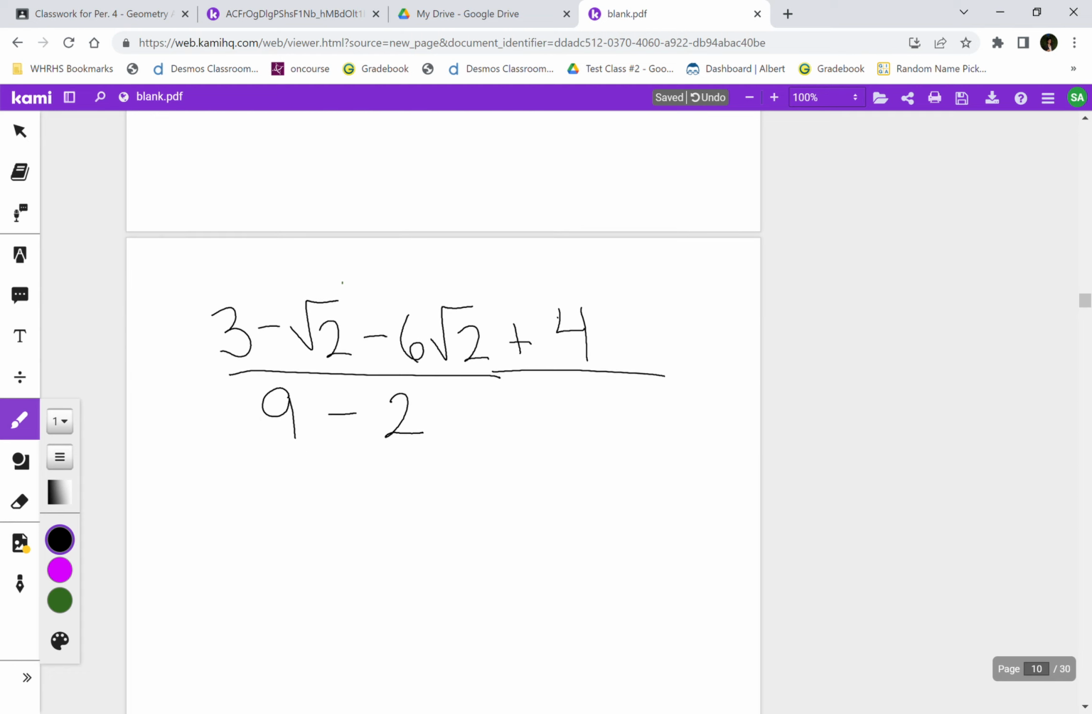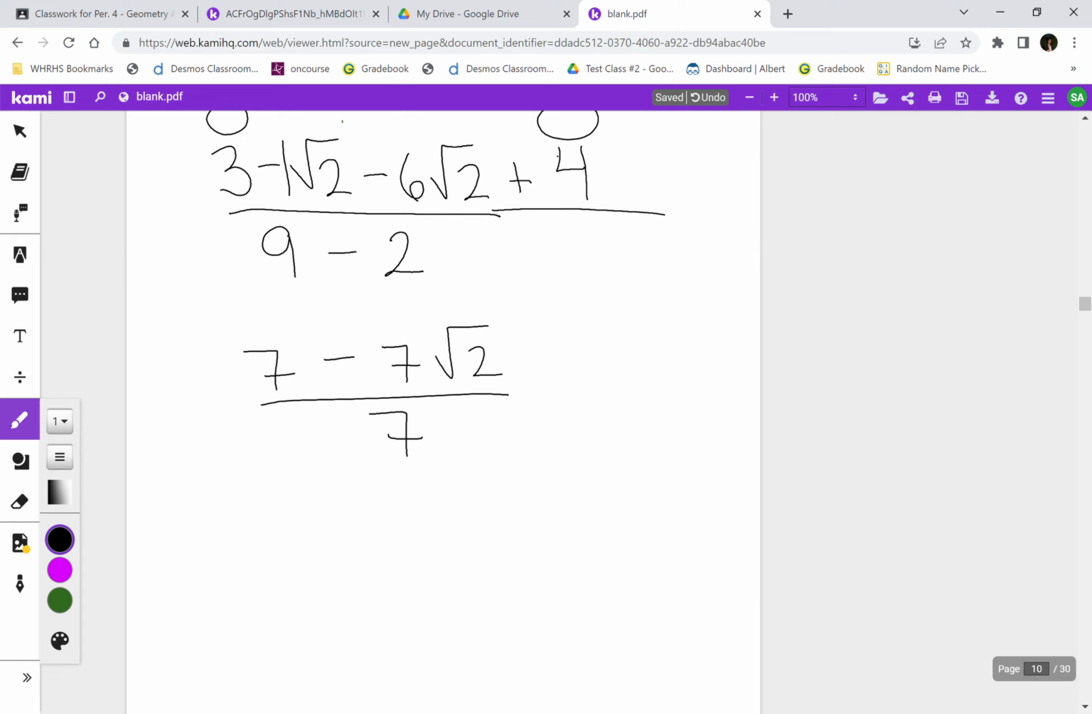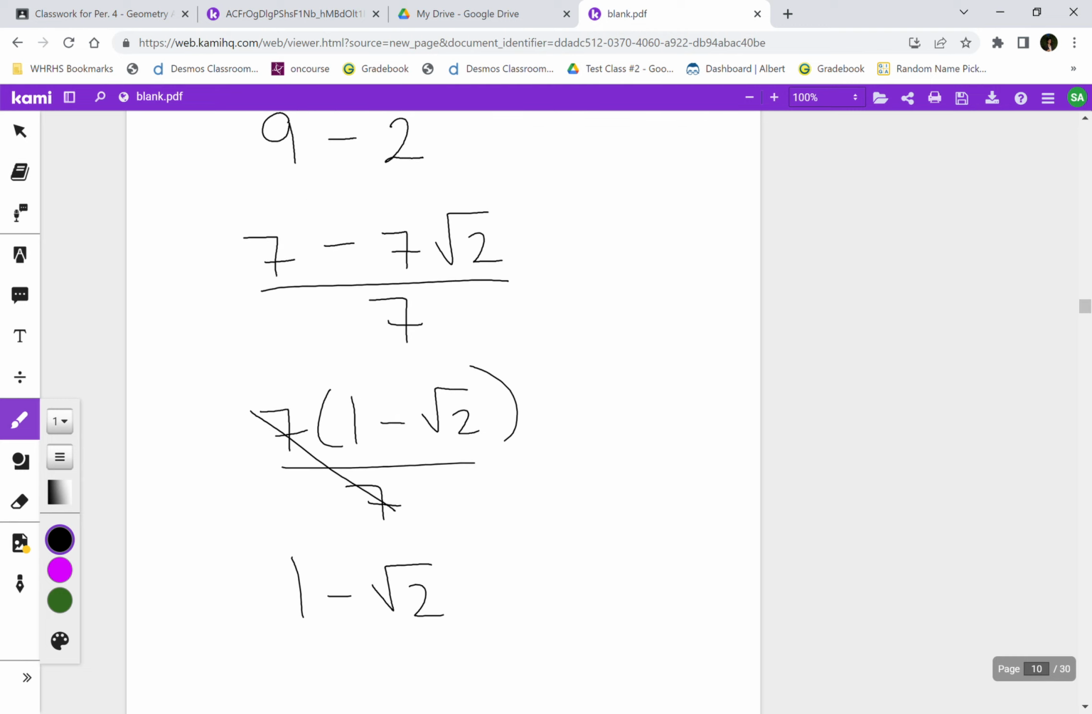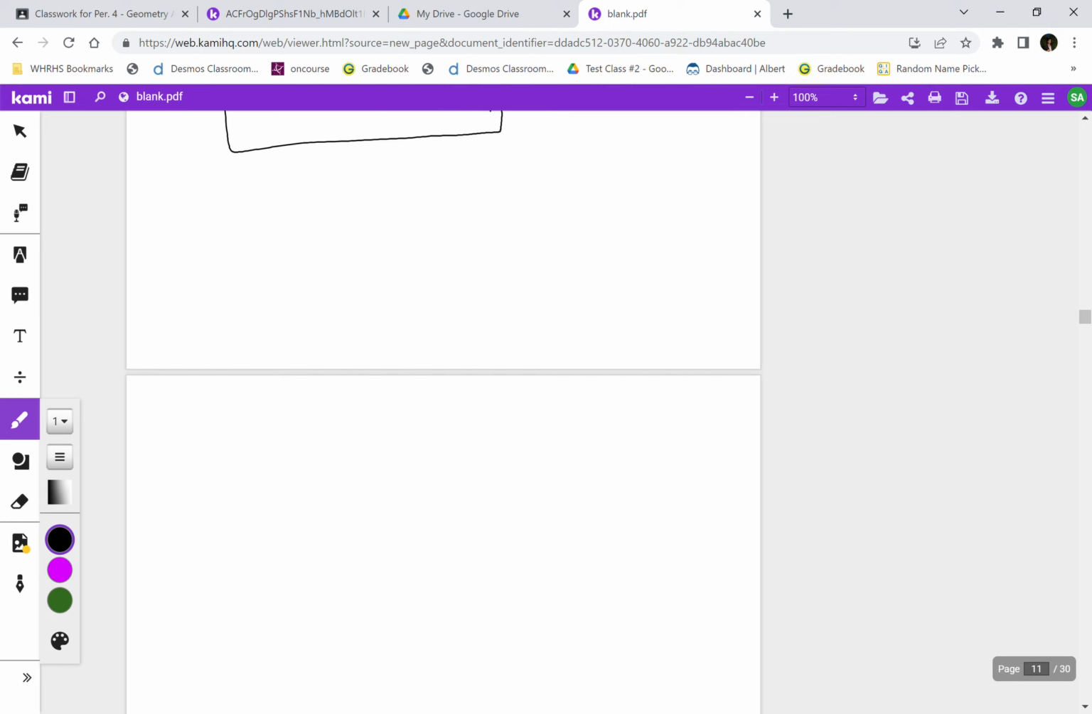Now we combine our like terms. 3 plus 4 is 7. Negative 1 root 2 minus 6 root 2 is a negative 7 root 2 all over 7. Now we pull out a GCF of 7 because we can simplify. And the 7's cancel, which gives us the 1 minus root 2. Okay. Next one.